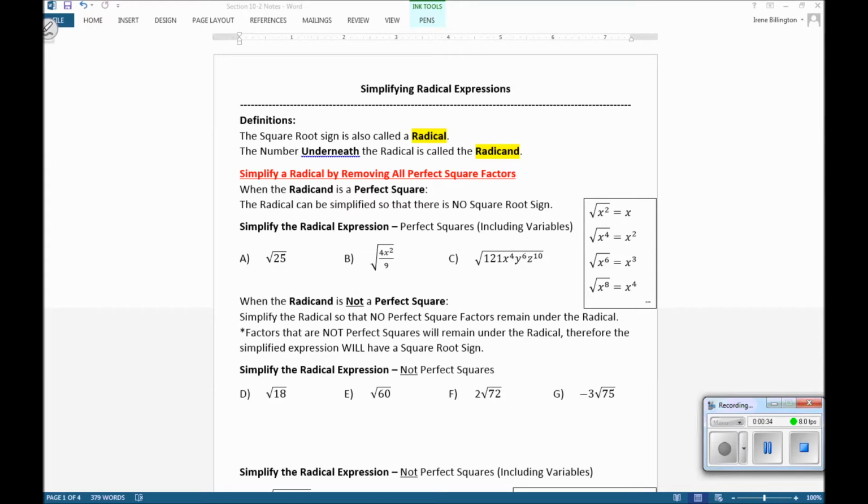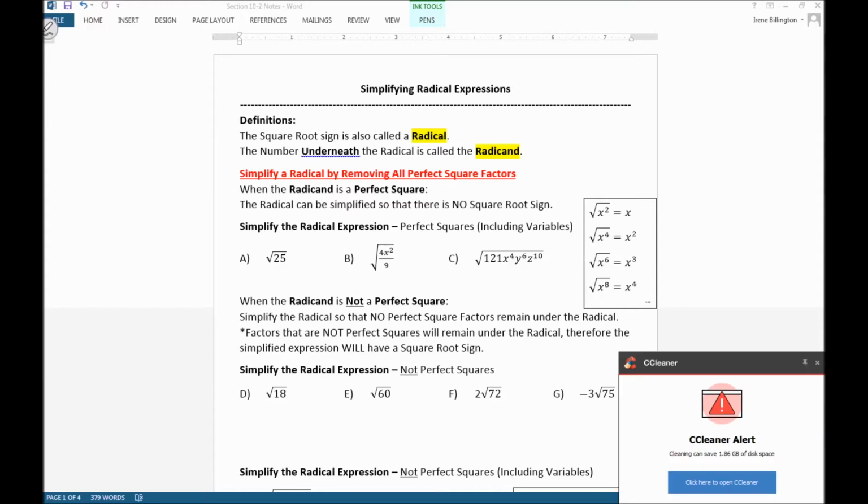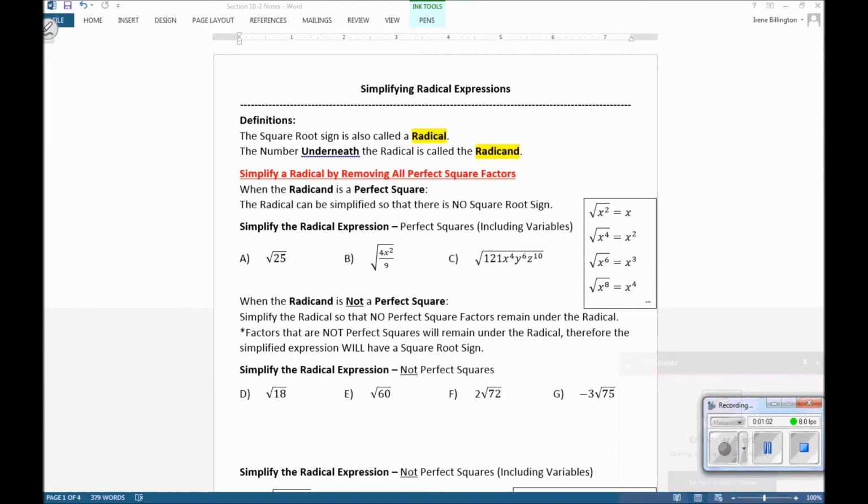radical. When the radicand is a perfect square, the radical can be simplified so that there is no square root sign in our final result. So if the radicand is a perfect square, meaning that the radicand can be created by multiplying two expressions that are the exact same together, your simplified result will not have a square root sign.